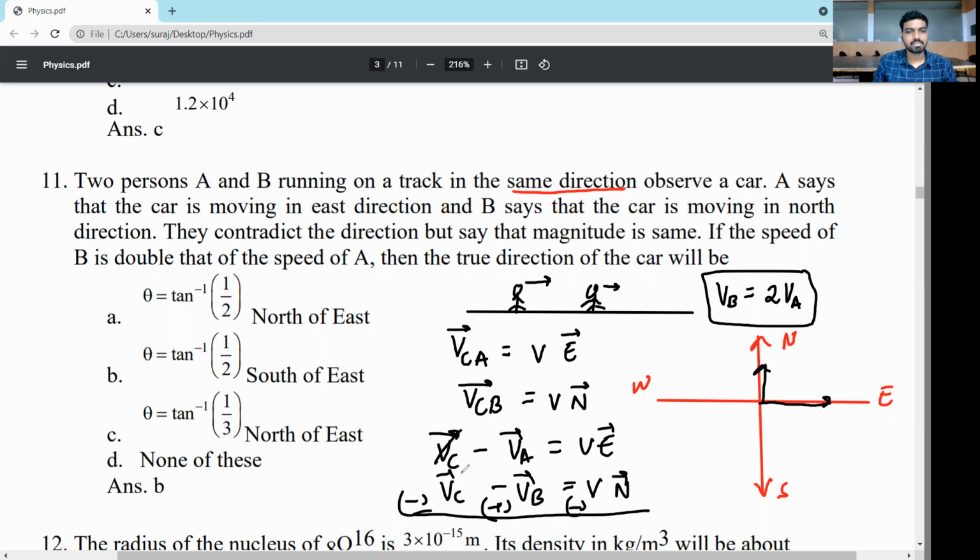What will happen? This vector will cancel. VB vector minus VA vector will be equal to V times north. You can write V times east, V i cap, minus V j cap. So north times east minus V j cap, right? Minus of V j cap will be downwards, na?